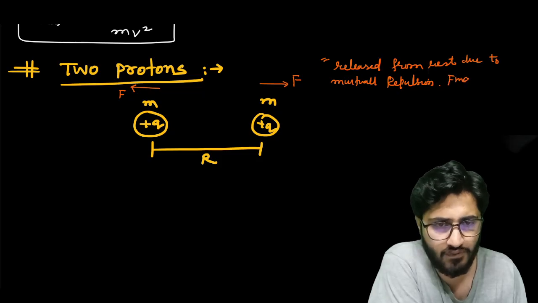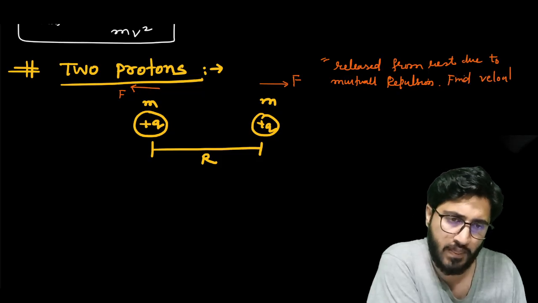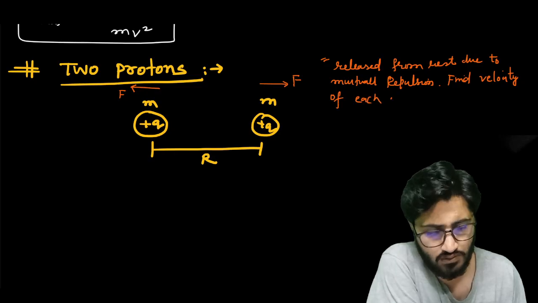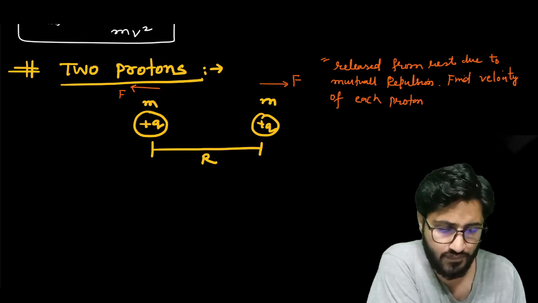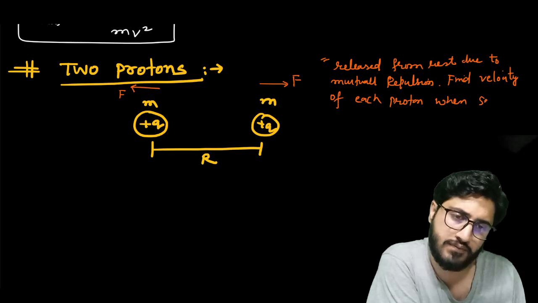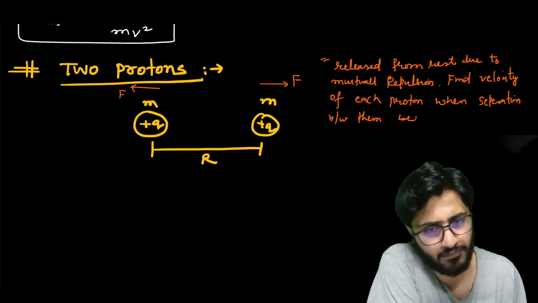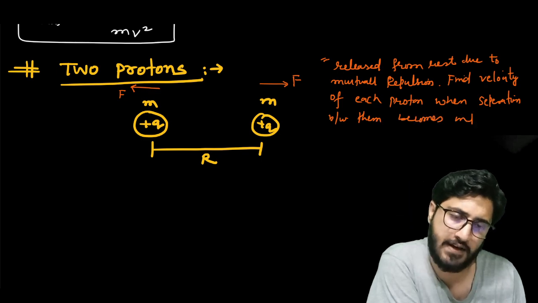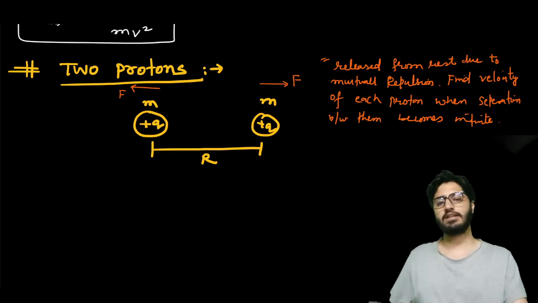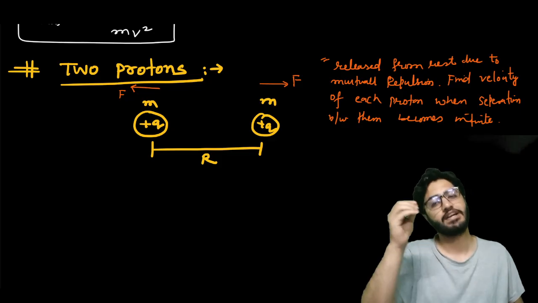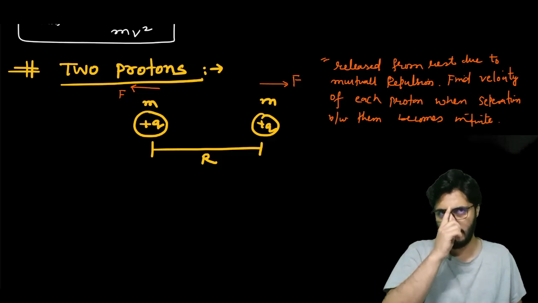Find the velocity of each proton when the separation between them becomes infinite. So now, when this particle tends to infinity, at that particular moment, we need to find its velocity. Look here, how we can do it.